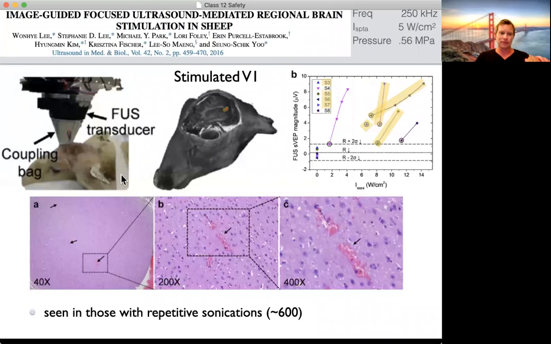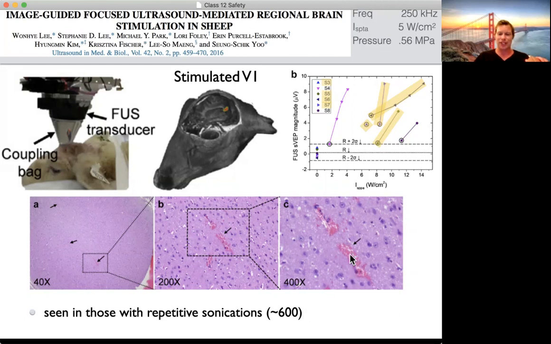There was another paper by Sung-Shik Yu's group, and Sung-Shik Yu will come and talk in the class a little bit later. They were doing something very similar, looking at visually evoked potentials. Here they're stimulating the visual cortex and looking at visually evoked potentials. But then they took their sheep brains out, and they reported that in half of their sheep, I think it was 4 out of the 8, they found these hemorrhages. And they also said that these were the ones that had repetitive sonications, about 600 times.